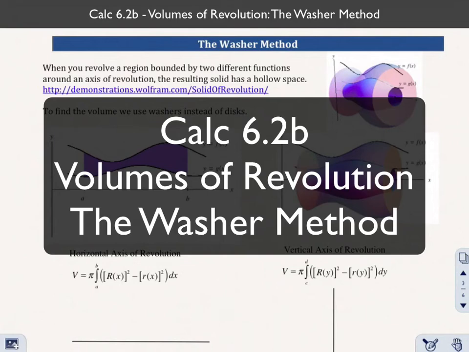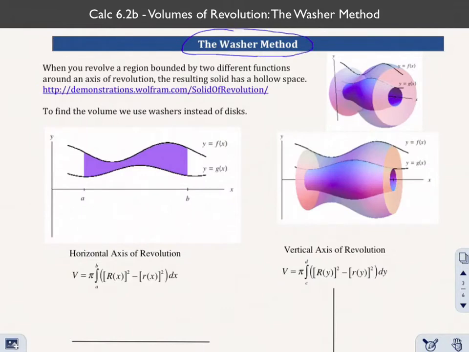So next we're going to talk about another solid of revolution and finding volume using the washer method. When you revolve a region bounded by two different functions around an axis of revolution, the resulting solid has a hollow space. You can kind of see the hollow space right here. Let's take a look at this demonstration.